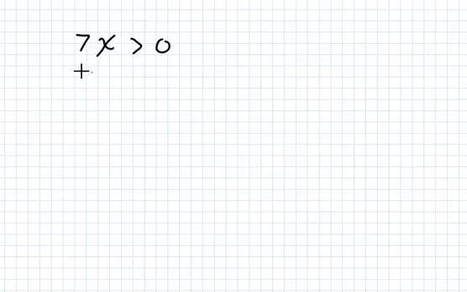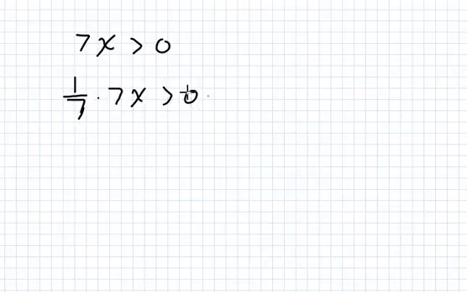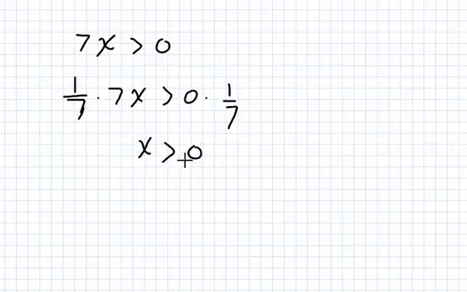Well, we're going to go through the algebraic steps, and I'm going to multiply both sides by 1/7. So 1/7 times 7 is 1, right? So that's what we're wanting. We're wanting a 1 in front of this x here. And 0 times the number is just 0. So this says all values greater than 0.